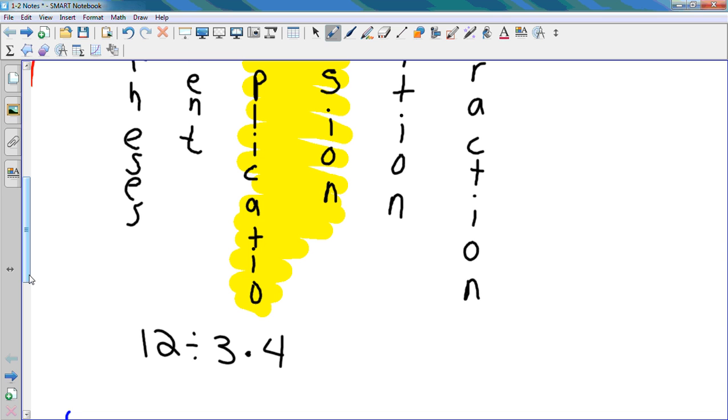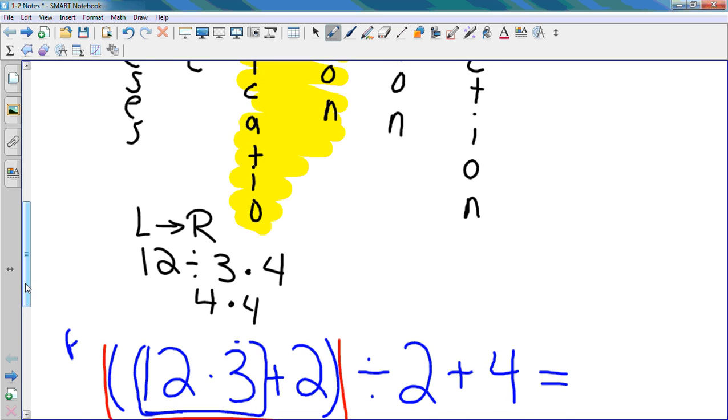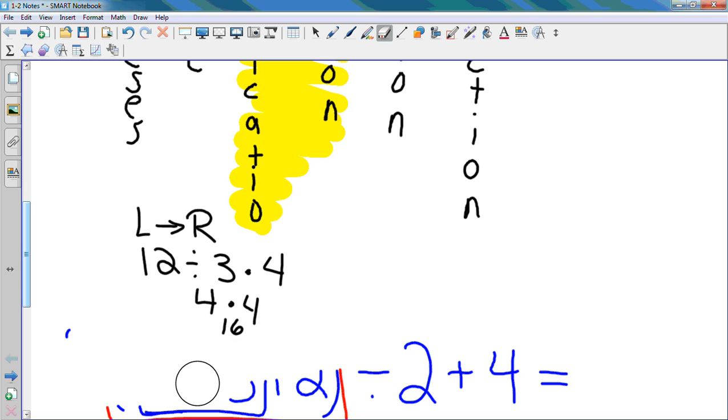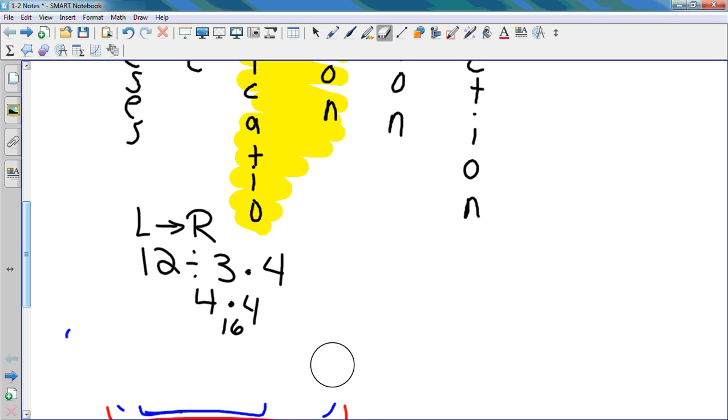Technically, is that how you're supposed to do it? No. What is the rule for multiplication and division if that's all that's left? You go left to right. So if you have only multiplication and division, you must go left to right. In this case, I have 4 times 4, which gives me 16. The same holds true when you have only addition and subtraction left.